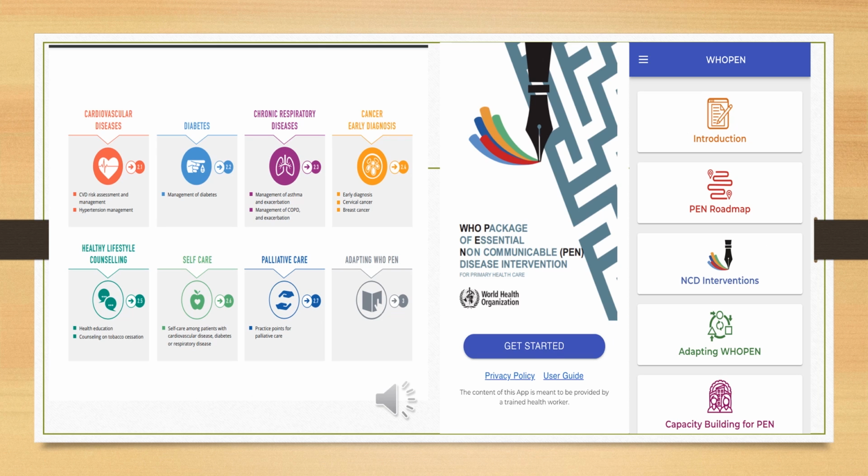You have two options to download this app. Number one, you can download it on your laptop through the web version, and you can see the diseases listed here are cardiovascular, diabetes, respiratory diseases, etc. And it has the cardiovascular risk assessment calculator as well. So you can assess the 10-year cardiovascular risk.